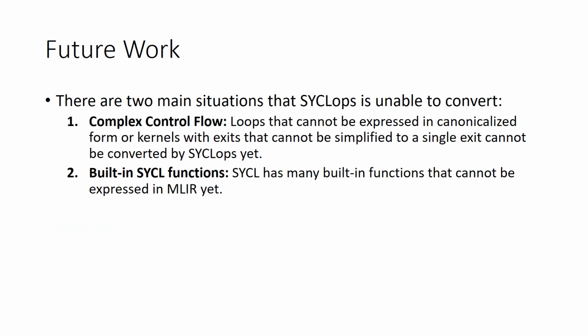So that was an overview of the SYCLops converter and experiments performed on it. We will now discuss the future work left to be done. There are two main situations that SYCLops is unable to convert. First is complex control flow. Loops that cannot be expressed in canonicalized form, or kernels with exits that cannot be simplified into a single exit, cannot be converted by SYCLops yet. More work will need to be done to express these complex control flows in MLIR.